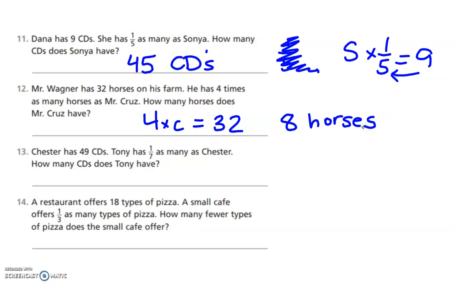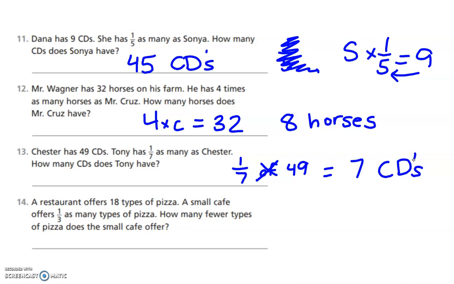For number 13, Chester has 49 CDs. Tony has 1/7 as many as Chester. So you're going to find 1/7 of 49. And of means multiply. So then when you multiply that out, that means then that Tony had 7 CDs.